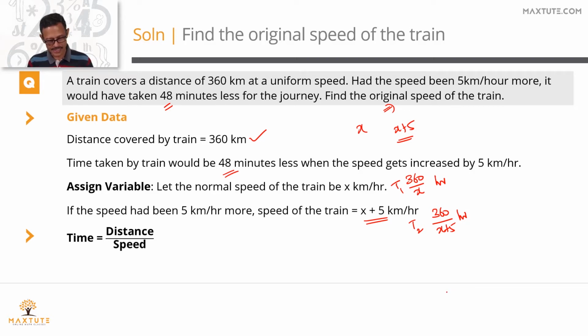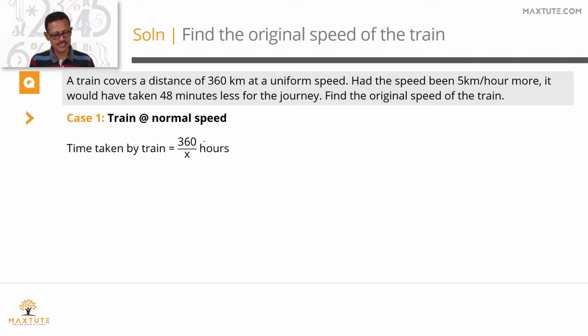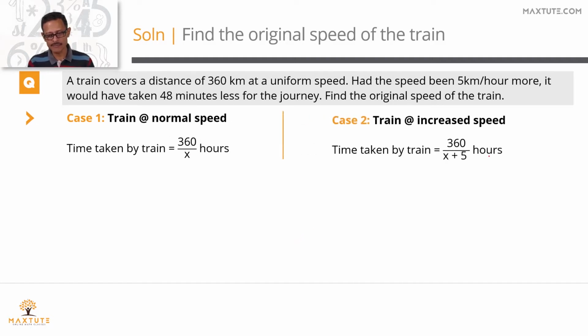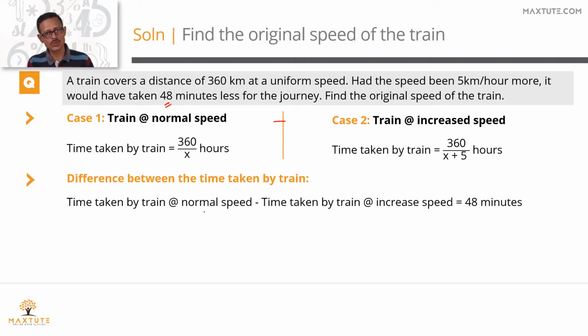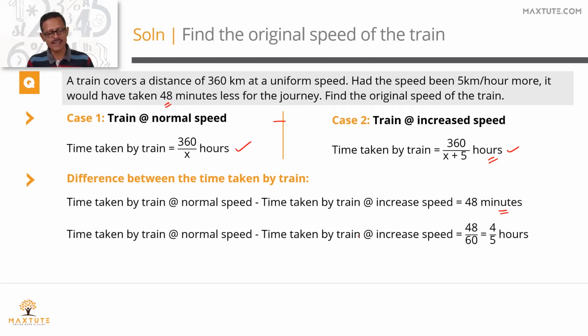The first one, let's compute the time taken when it's traveling at x kilometers per hour. That's 360 by x hours. At the increased speed, the time taken is this. The difference between the time taken at the normal speed and the increased speed is equal to 48 minutes. Time taken at original speed minus time taken at increased speed is equal to 48 minutes. We have both these time takens in hours, whereas here we have this number in minutes. So let's convert it into hours. Minutes divided by 60 will give us hours. So time taken at normal speed minus time taken at increased speed is equal to 48 by 60 hours, which is equal to 4 by 5 hours. So this expression minus this expression is equal to 4 by 5.